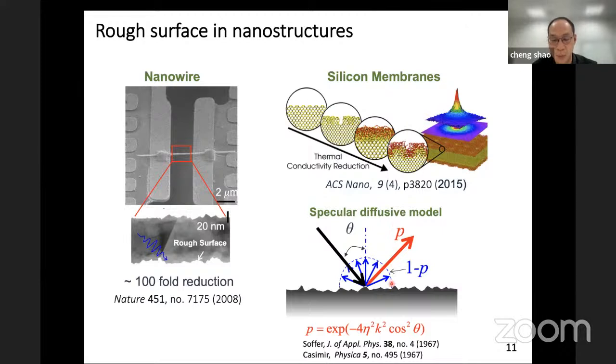One of the most commonly used models we have now is Ziman's model, developed by Ziman in 1967. Basically, it says that the specularity P is a function of the root mean square roughness of the surface, the wave vector, and the incident angle of the system. But whether this formula is sufficient to explain the phonon boundary scattering is still under debate.